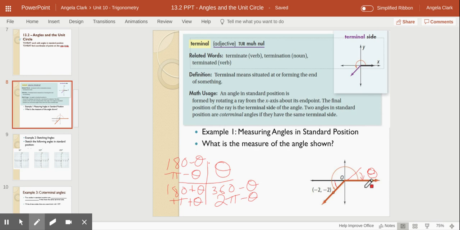Yeah. So these are basically the shortcuts. If you know what quadrant you're in and what your reference angle is, then you use these shortcuts to find out what your actual angle is. And you're probably wondering, why am I even telling you this? Because I don't know what my reference angle is. Well, that's the point, is that we're going to find the reference angle.